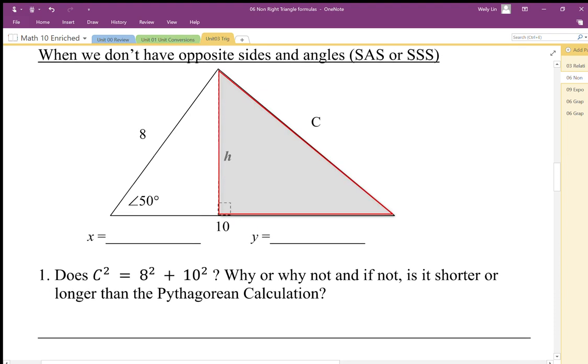So first of all, could I just use Pythagoras? Can I just say 8 squared plus 10 squared equals c squared? We have to say no, this is not a right triangle. Pythagoras only works for right triangles. Since 50 degrees is smaller than 90 degrees, if I had 90 here, that would work. But since 50 is smaller, this side C is going to be shorter than the length I would get using the Pythagorean theorem.